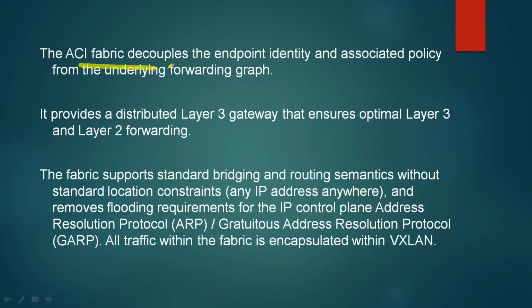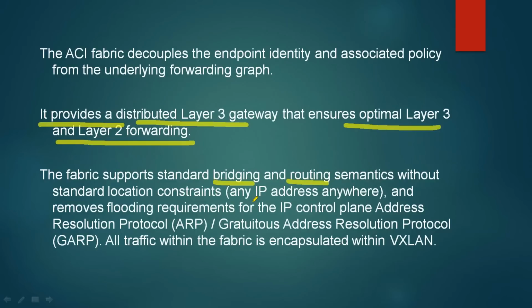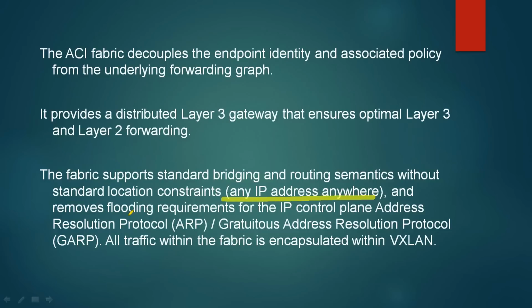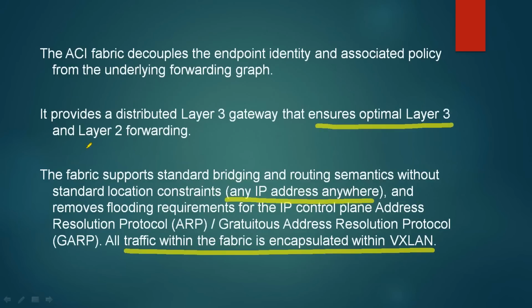Here you can see in the points that the ACI Fabric decouples the endpoint entity and associated policy from the underlying fabric forwarding graph. That's the main key we have. Then it provides a distributed layer 3 gateway and ensures optimal layer 3 and layer 2 forwarding. The fabric supports standard bridging and routing semantics without a standard location constraint. Any IP anywhere, that's the key. So we can highlight that we have the any IP anywhere concept, and it removes flooding requirements for the IP control plane, address resolution, say ARP and GARP packets. All traffic within the fabric is encapsulated within VXLAN. So if you mark very important points, all traffic will be encapsulated inside VXLAN. Any IP address anywhere ensures optimal layer 3 and layer 2 forwarding.